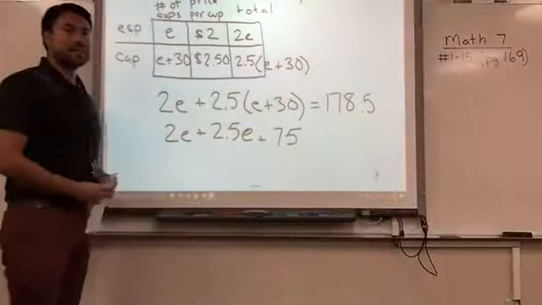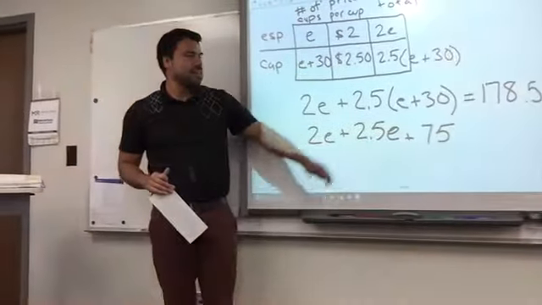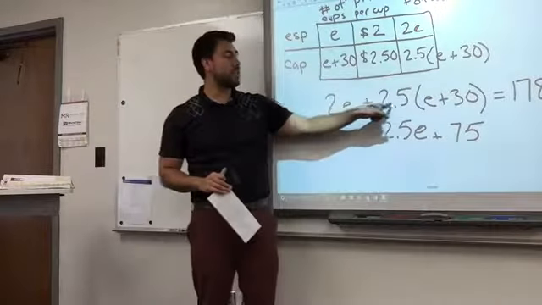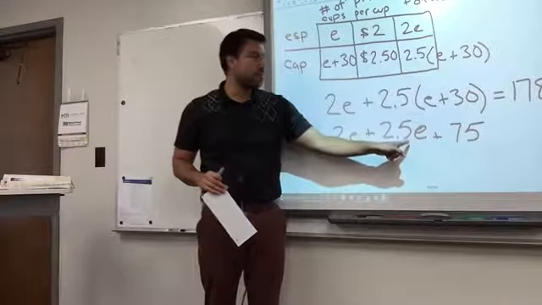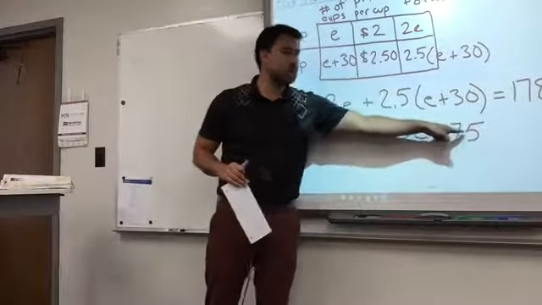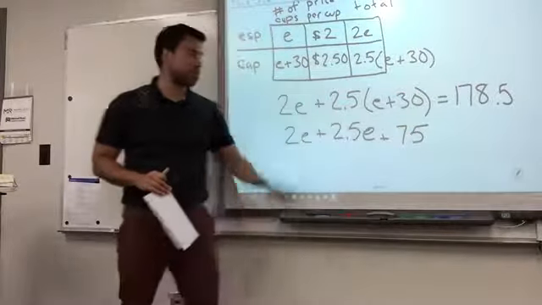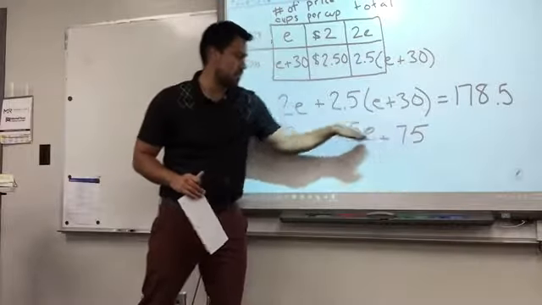75. Now listen. This is what I'm noticing in some of your work on distributive property. A lot of you are getting 2.5e, that first one, but then you're getting plus 30. You have to do 2.5 times 30 as well to get 75. You have to do 2.5 times both of these to get these two numbers.